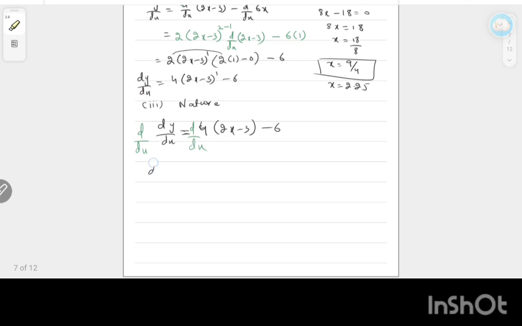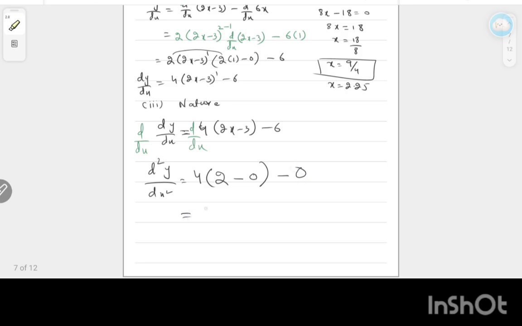Now when we take the derivative, we get d squared y by dx squared. The derivative is 4 stays the same, and the derivative of 2x is only 2, and the constant minus 3 gives 0, and also minus 6 gives 0.